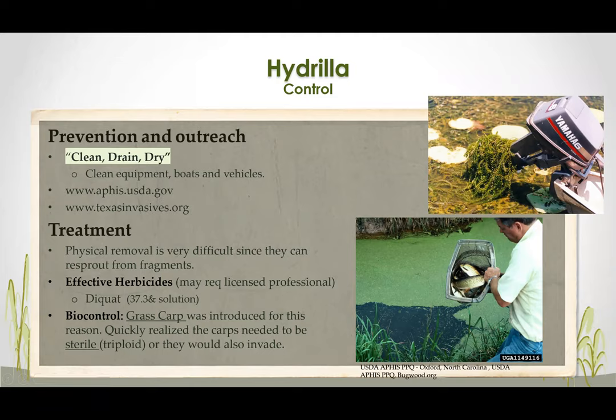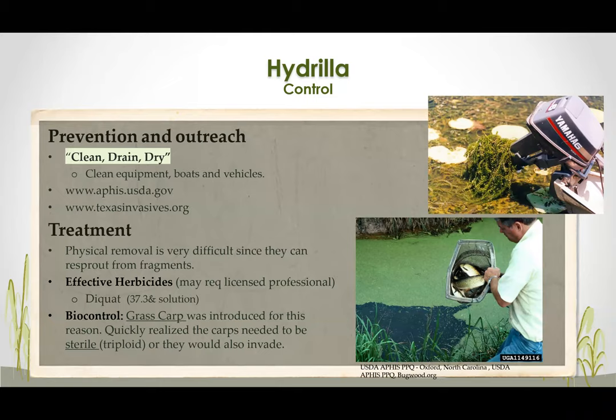Treatment, like mentioning with those tubers being deep in the ground, physical removal can be difficult since they resprout from fragments. Diquat is an effective herbicide. That's supposed to say a 37.3% solution. A biocontrol, so you have probably heard of the grass carp. So hydrilla has been an issue for quite a while, and grass carp as a biocontrol was introduced after that.